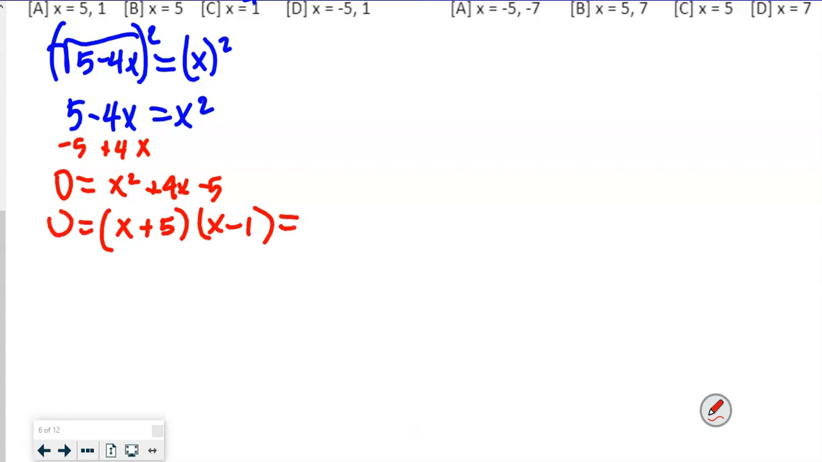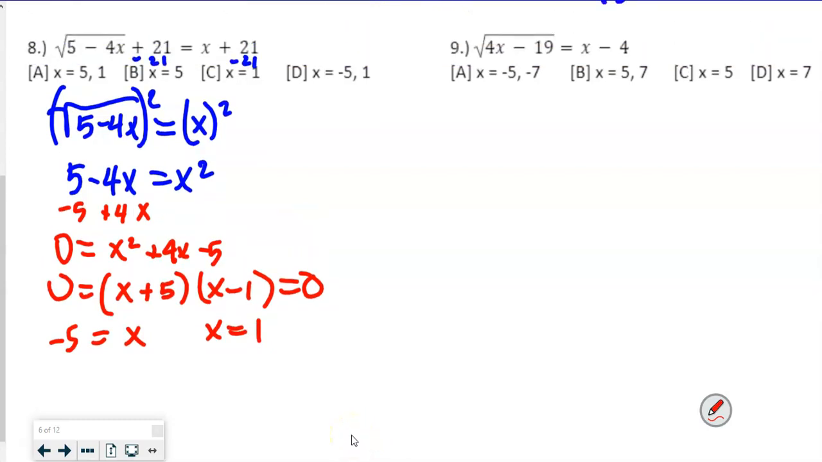Set those equal to 0. So this is going to be x equals negative 5 and x equals positive 1, right? So here again, we must check both of these, okay? When we put negative 5 up there, 4 times negative 5, that would be the square root of 5 plus 20, right? So that's the square root of 25. The square root of 25 is 5. 5 plus 21 is 26, right? But if we put a negative 5 over here, that's going to be 16. So this cannot be an answer.